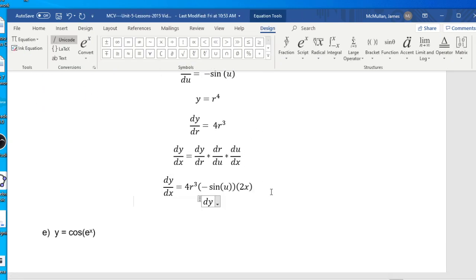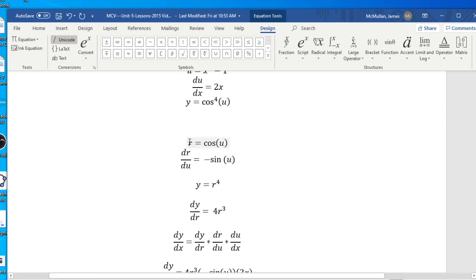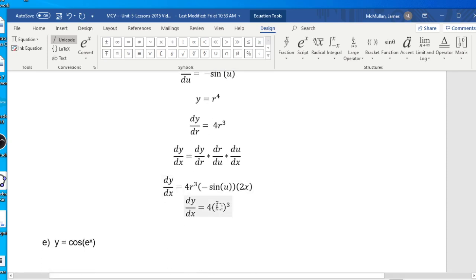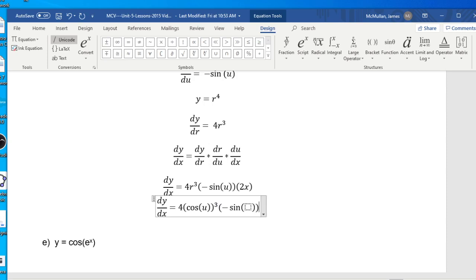Now, of course, I don't want to leave r's and u's in my answer because everything should be in terms of x here. So let's replace r with what we know r is equal to. What was r equal to again? It was equal to cos u. So I'm going to type cos u. Then I'm going to go to the next part, sine u, and then a 2x.